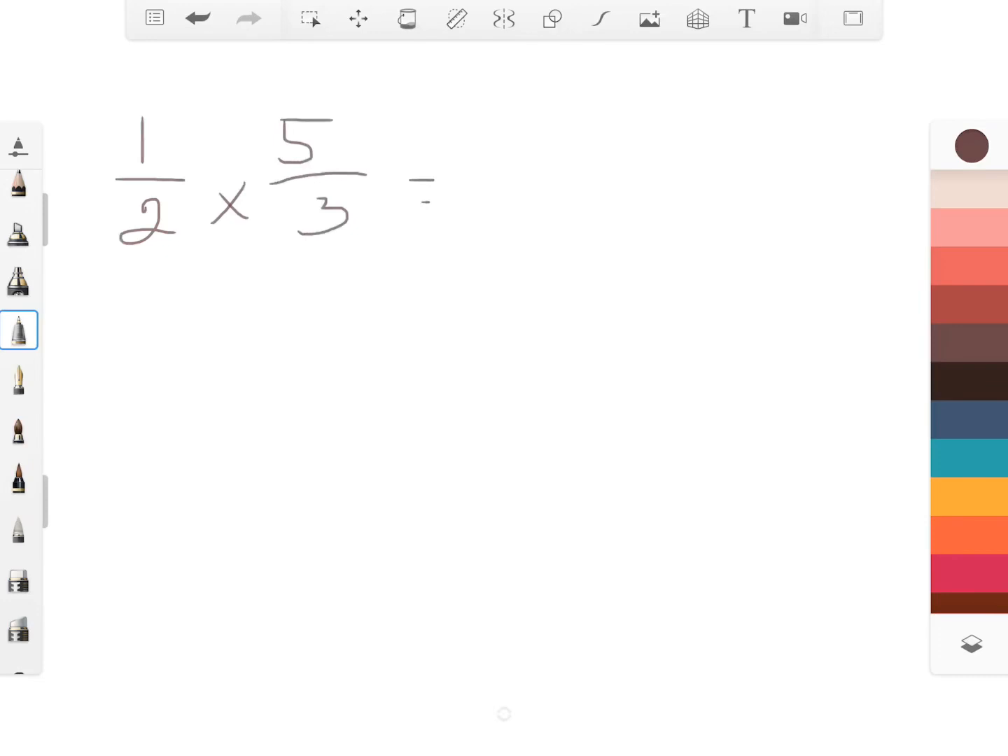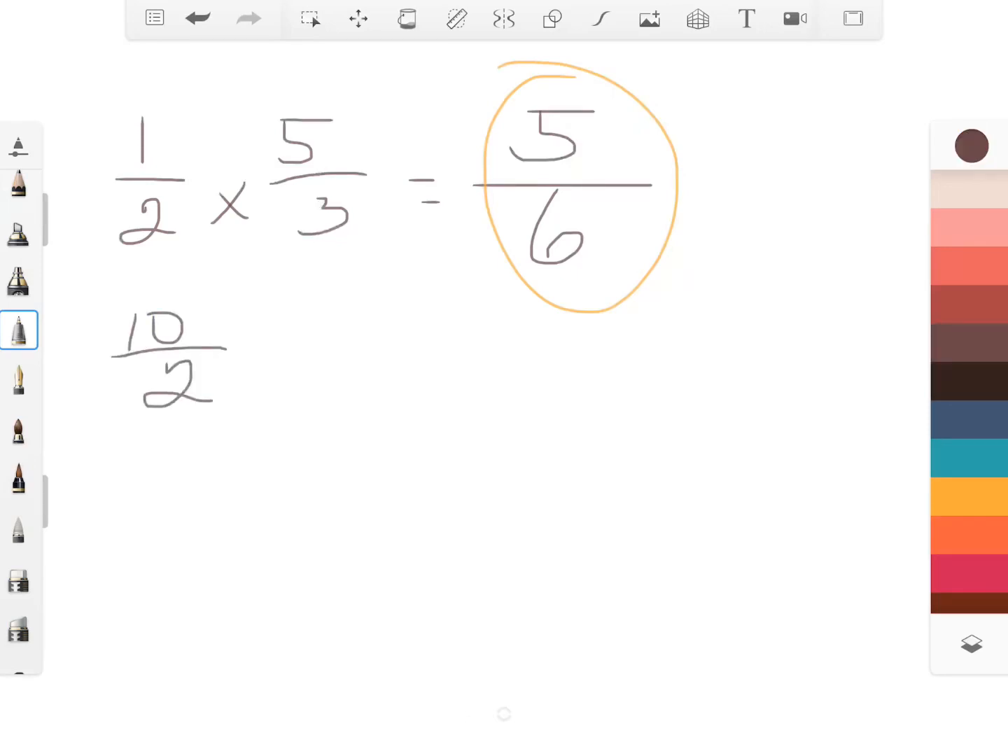So 1 times 5 equals 5, and 2 times 3 is equal to 6. Now you ask yourself if this answer is final. Well, there's no common factor for 5 and 6, therefore it's our final answer. So let's try another one. Let's say 10 over 2 times 18 over 9.